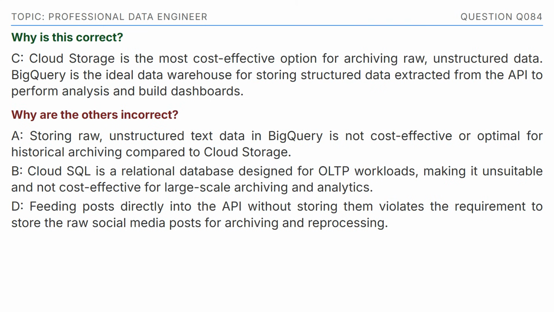Why are the others incorrect? A. Storing raw, unstructured text data in BigQuery is not cost-effective or optimal for historical archiving compared to Cloud Storage. B. Cloud SQL is a relational database designed for OLTP workloads, making it unsuitable and not cost-effective for large-scale archiving and analytics. D. Feeding posts directly into the API without storing them violates the requirement to store the raw social media posts for archiving and reprocessing.